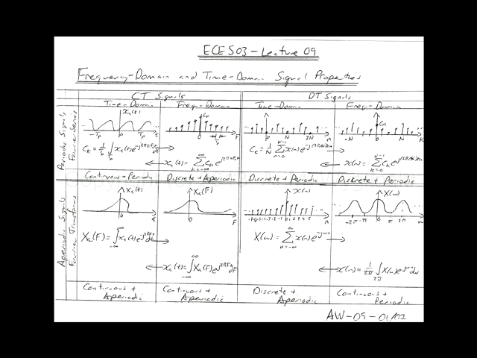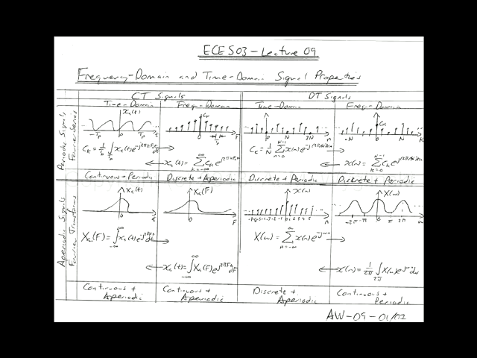So what this diagram shows is, here's your continuous time column on the left. You have time domain and frequency domain representations. On your right-hand side, these two columns represent discrete time signals. The top row represents periodic signals, and the bottom row represents aperiodic signals. It explains how, if you have a continuous time periodic waveform, a continuous time aperiodic waveform, a discrete time periodic waveform, and a discrete time aperiodic waveform, their frequency representations look.